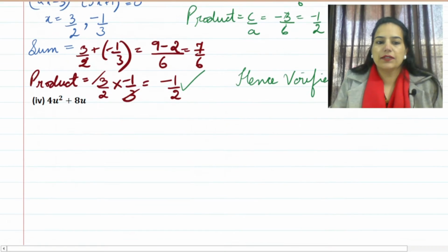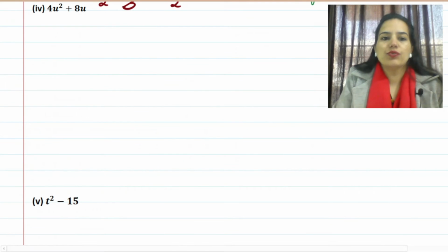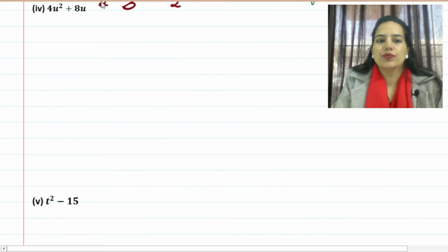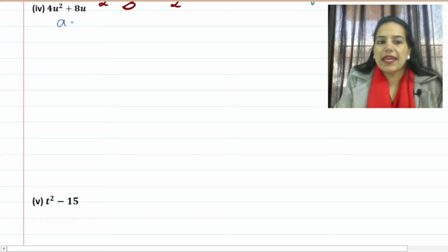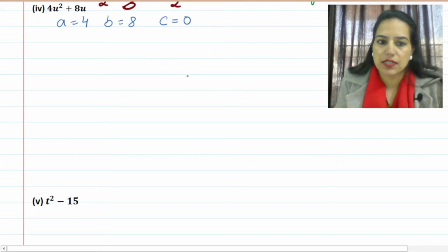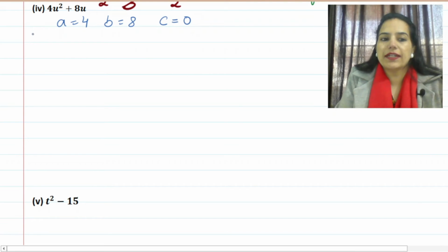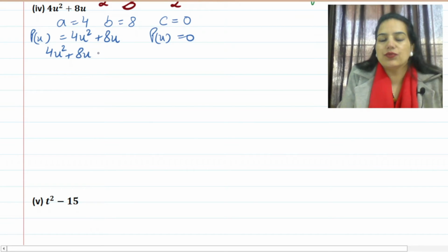Next part, fourth part. Now 4u square plus 8u. Now here be careful, A is 4, B is 8 and C is 0. There is not any constant term there. But how will we find it? I'll write P of u is equals to 4u square plus 8u, and then I'll put pu equal to 0. So 4u square plus 8u is 0. I can take 4u common. I get u plus 2 equal to 0.